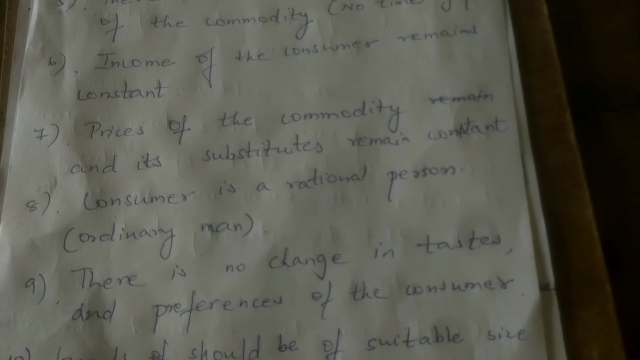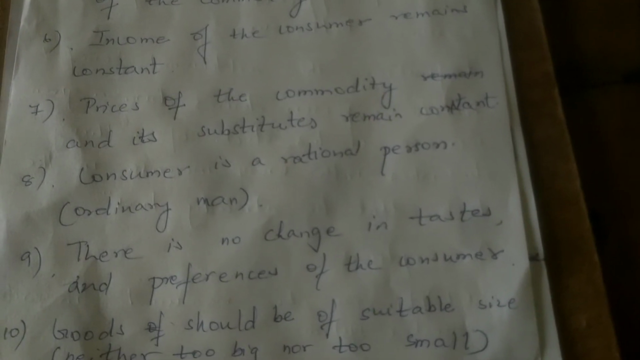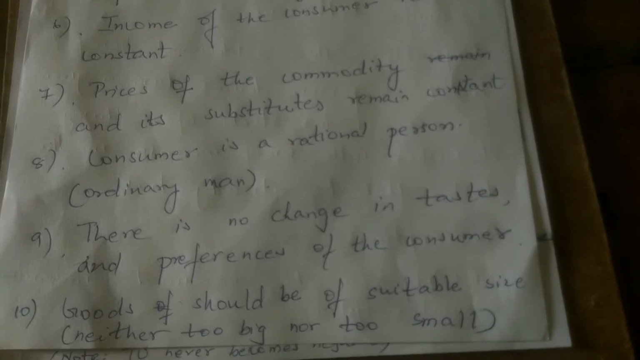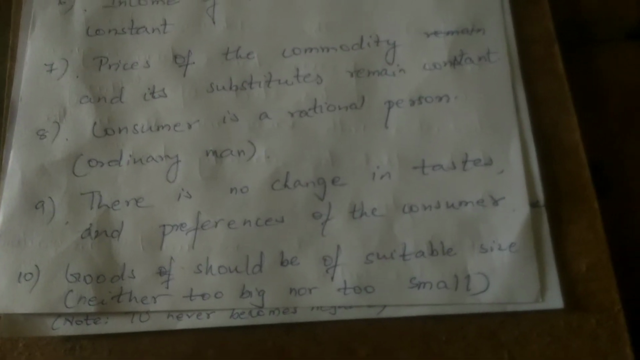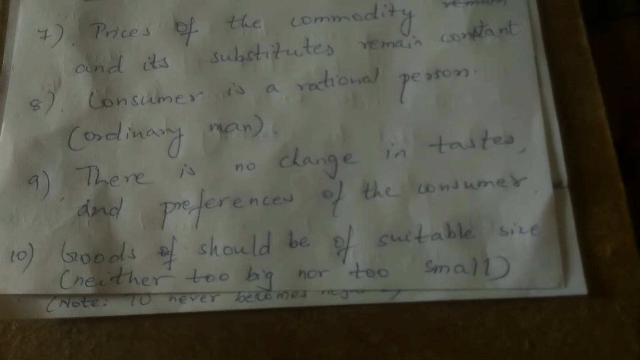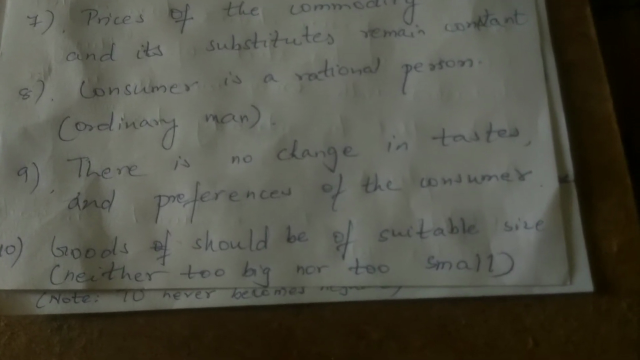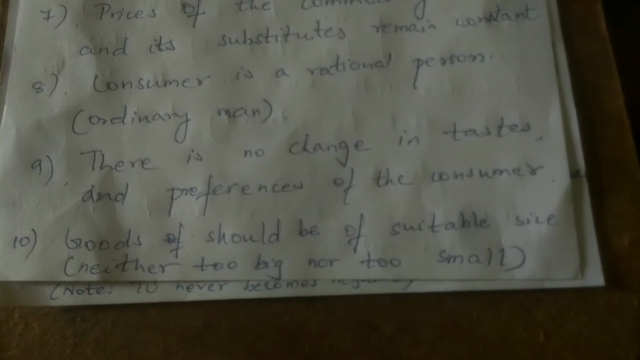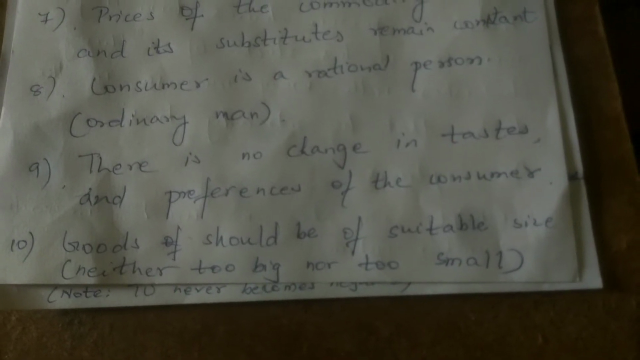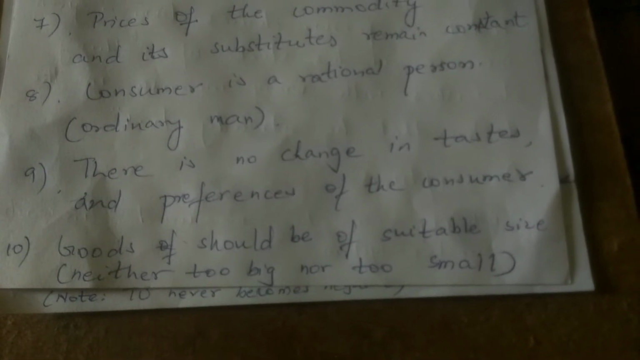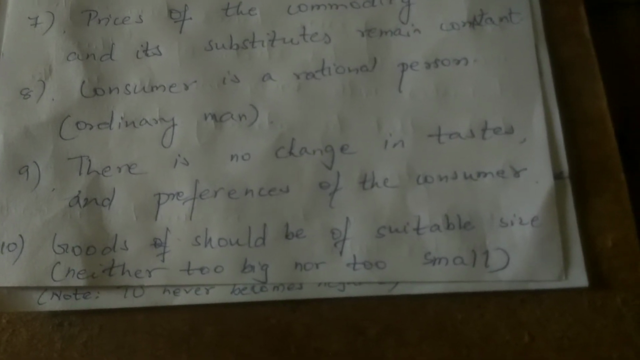The consumer we are taking for study should be a rational person or an ordinary person. This study does not apply to insane persons. Then there is no change in taste and preference of the consumer. That is, throughout the study, the consumer should not change his taste. Like, he should not say that he'll consume one apple, one banana, one orange and so on. If it is apples, it should be apples throughout.